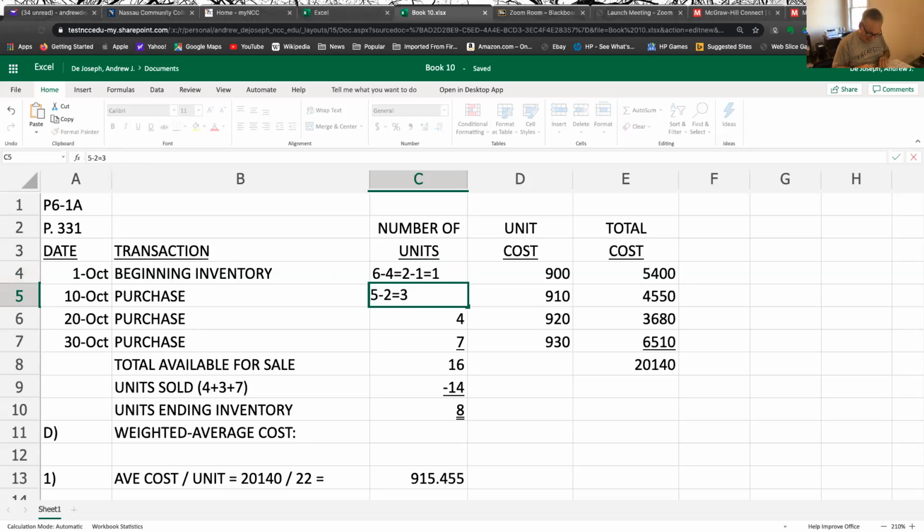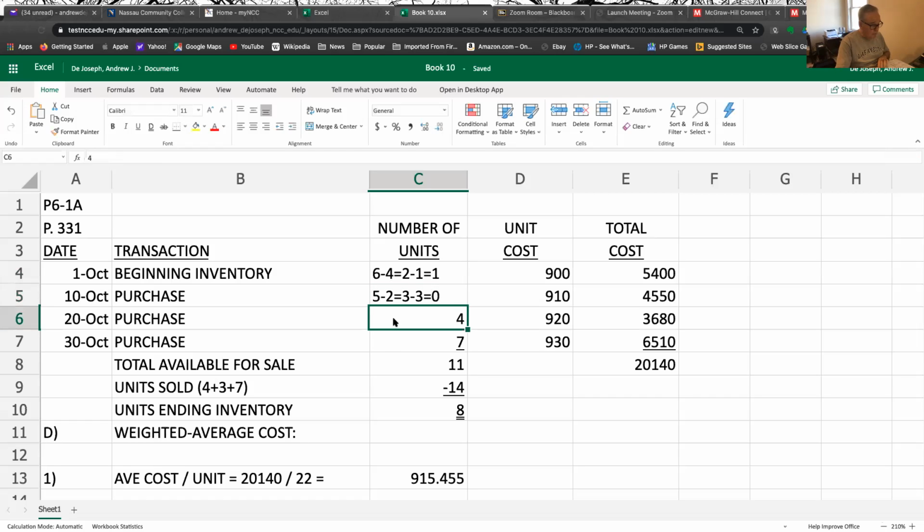Okay, the October 28th sale consists of 3 purses from the October 10th purchase. Minus 3 equals 0. So all those purses were sold. 3 purses from October 10th and 4 from October 20th. 4 minus 4 equals 0. So how many purses do we have left? We have 8 purses left, right? We have 8 purses left. Which 8 do we have? We have 1 of these and 7 of these.